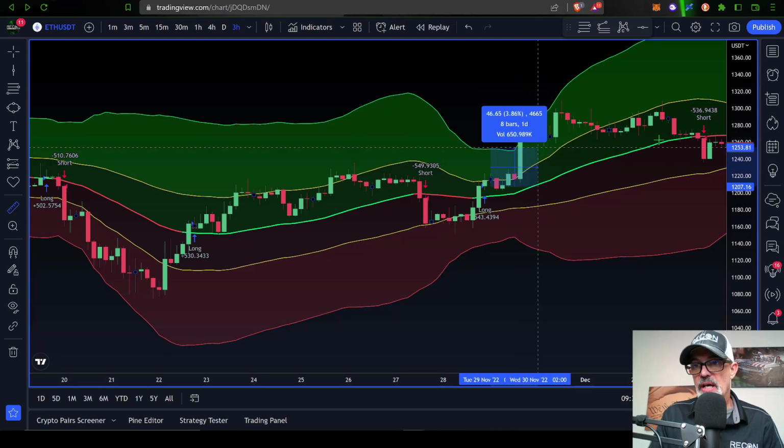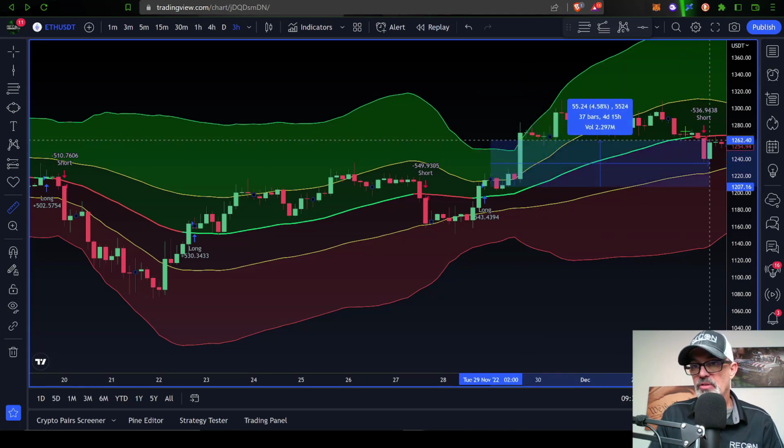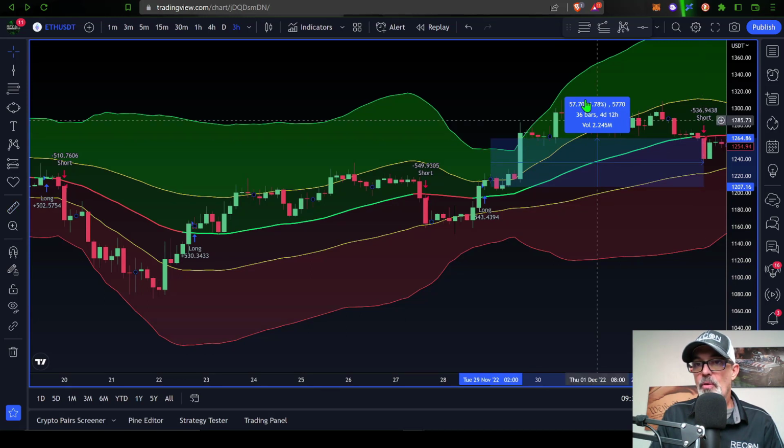However, again, my strategy will wait until the price crosses back down below the center line. And in this case, that happens back over here, and we lock in a 4.78%, almost a 5% profit on this trade. So again, at the end of the day, this strategy is still winning the battle.